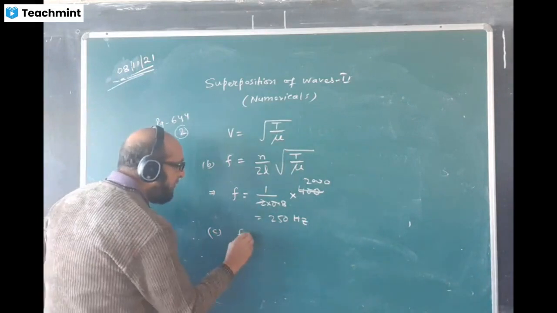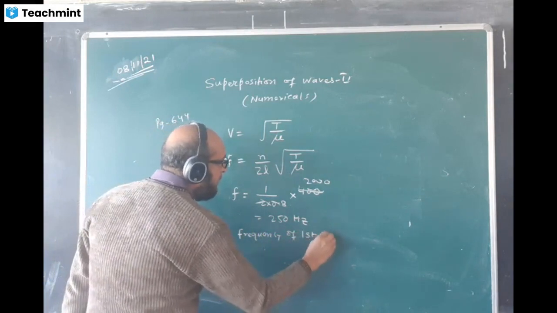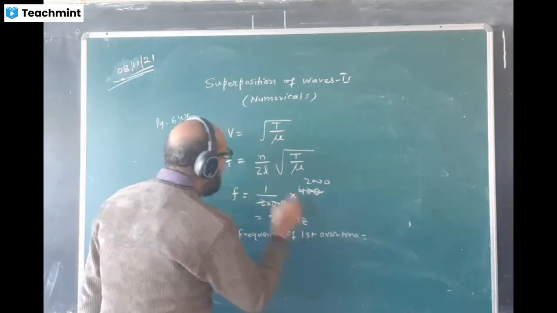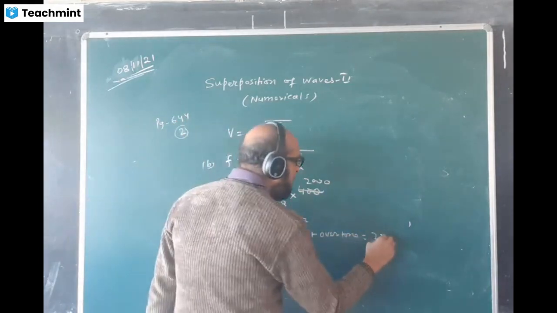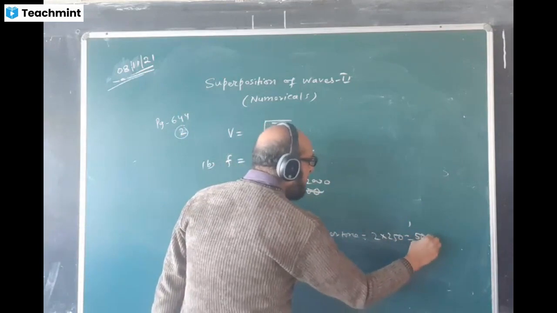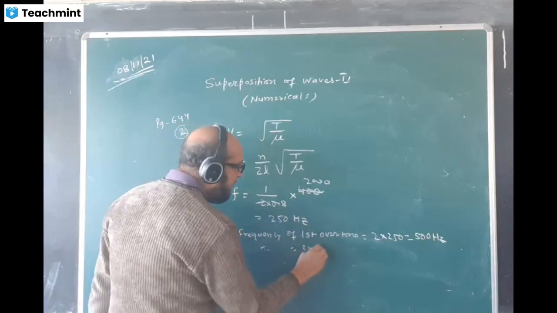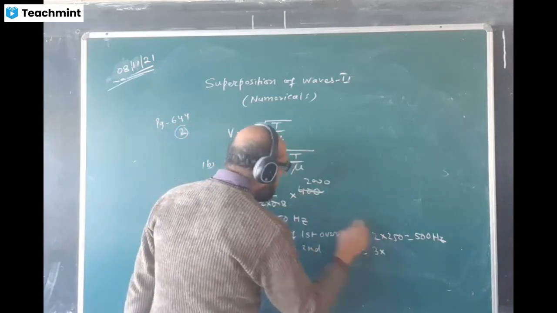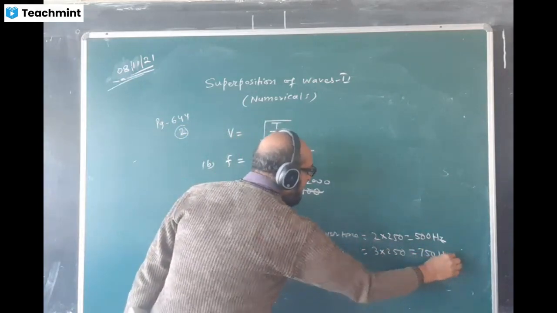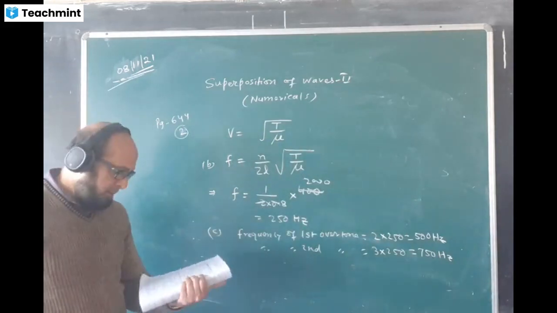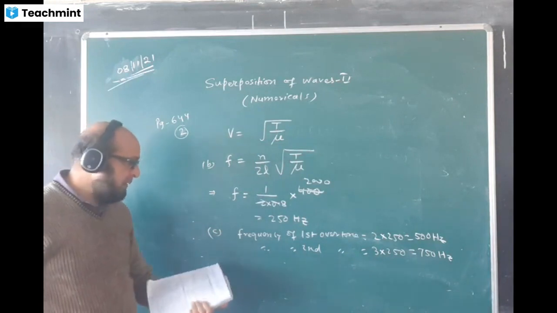So the frequency of the first overtone, that means n value has to be put as 2. With 1 the answer is 250. With 2 the answer will be 2 into 250, that means 500 hertz. And the frequency of the second overtone is equal to 3 into 250, 750 hertz. The answer is 500 and 750 hertz. This is the answer for part C.